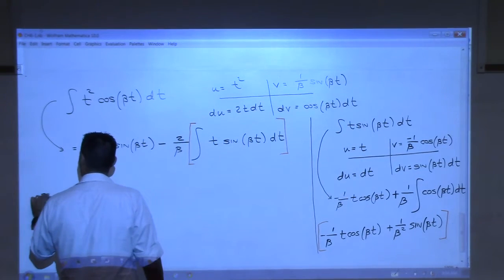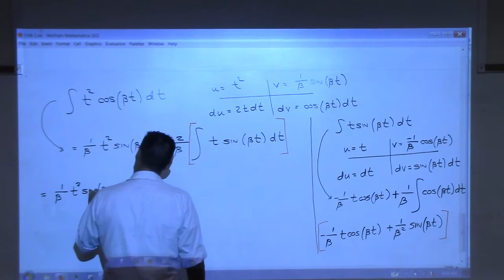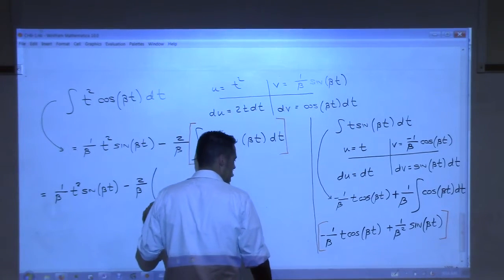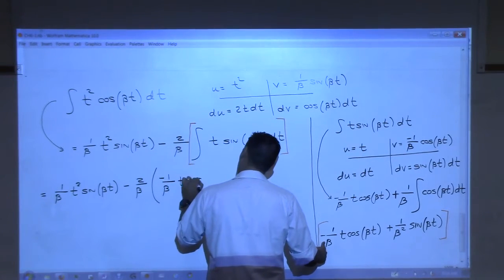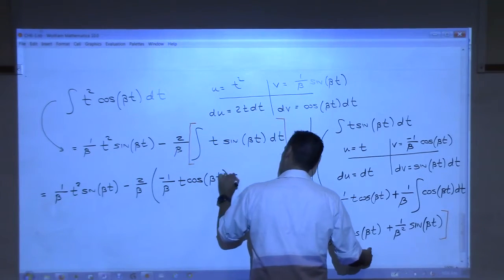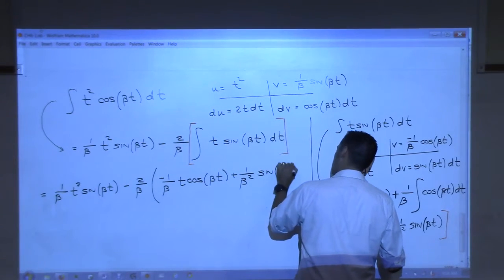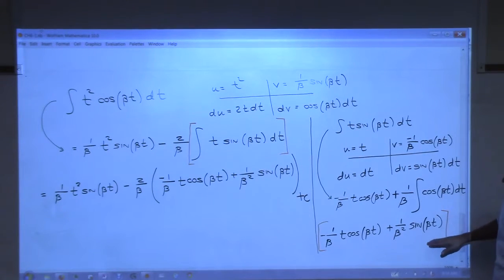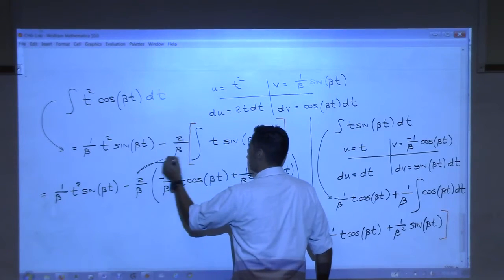So we've got 1 over beta coming back here. T squared sine beta t minus 2 over beta, big old parentheses, you could use a bracket if you want, minus 1 over beta t cosine beta t plus 1 over beta squared sine beta t, close my parentheses, plus c. I think I got it all in there, yeah? And what would be kind of the last step here? Distribute. This is going to go here, and then this is going to go here.